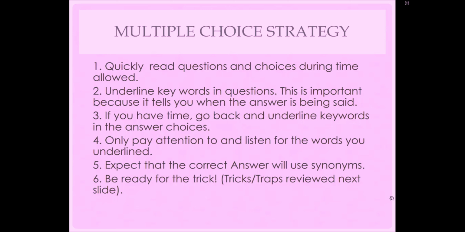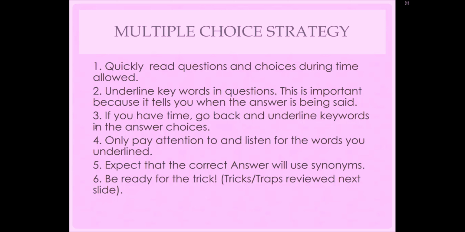When they give you those 25 or 30 seconds, you want to make sure that you underline the keywords in the questions. Right? I'm at step number 2. It's really important that you do that because when you hear those keywords being spoken in the conversation or in the lecture, that's how you're going to be able to tell when the answer is being said. So the first thing you want to do for step number 2, underline the keywords in the questions. Then if you have time, you can go back and underline some of the keywords in the answer choices.